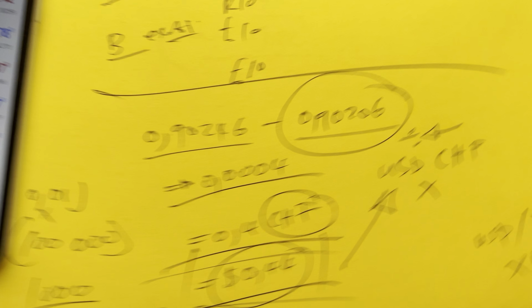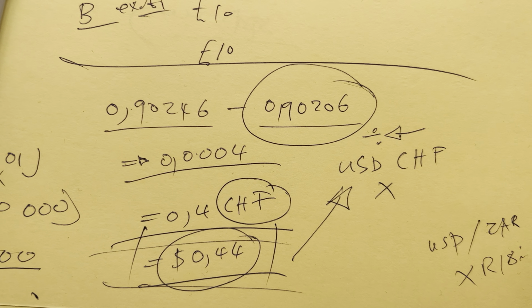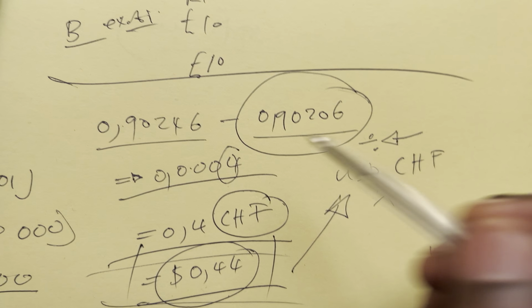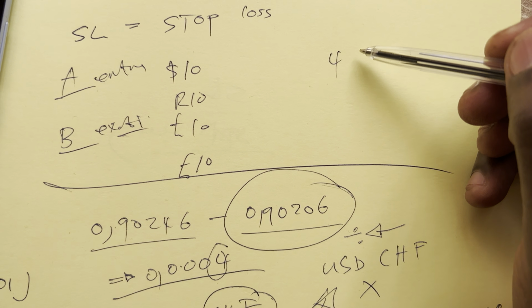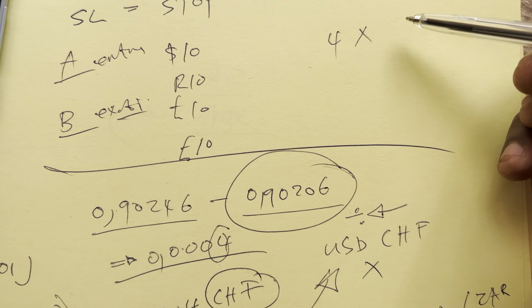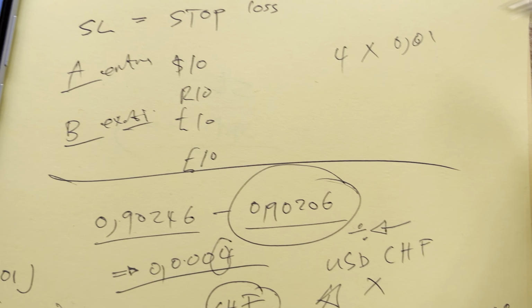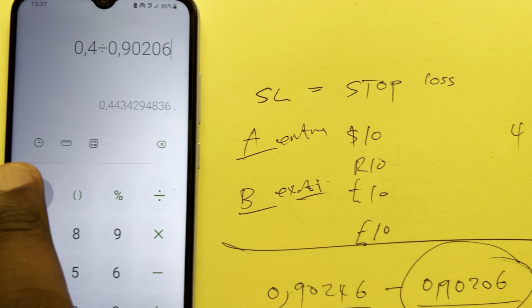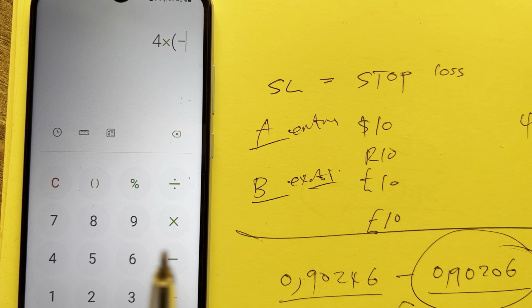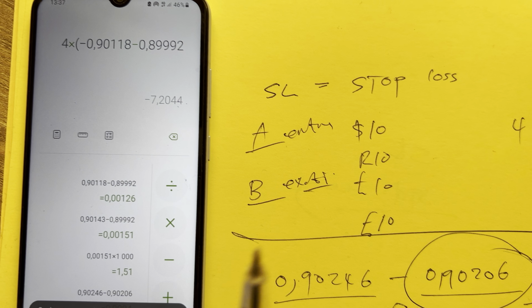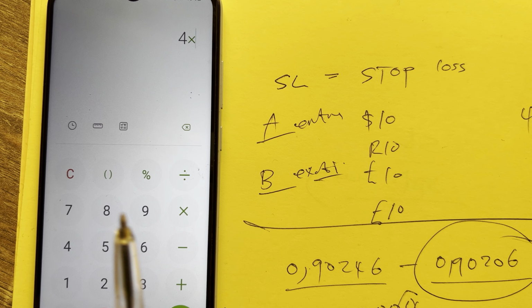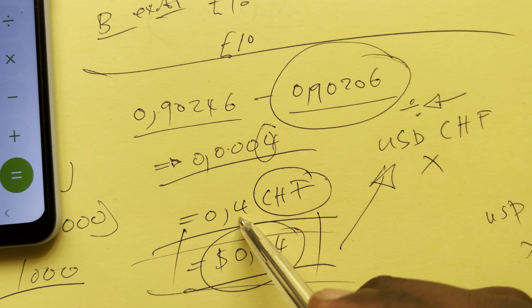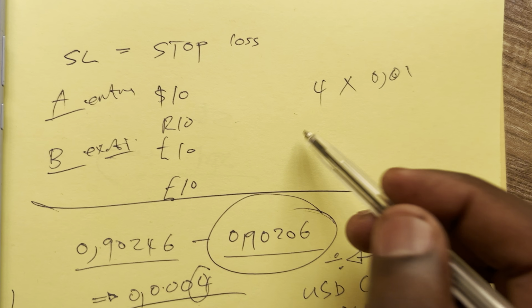All right, but there is a way for you to count. Okay, you can take the difference or the 4, which is 4, like that. All right, and then if it's 4 like this, it's gonna be times by 0.01. So we're gonna say 4 times 0.01. You see, now we have the 0.04 CHF, and then you convert it just like that.